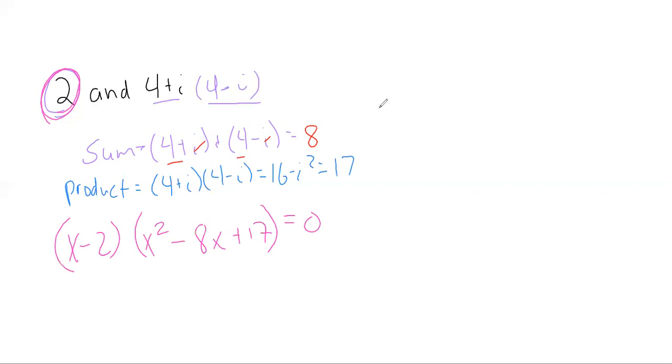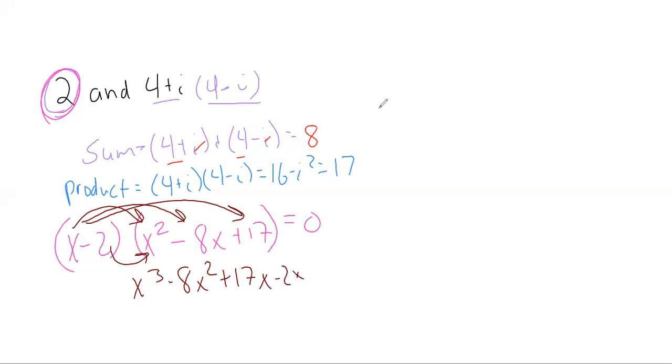is distribute. X cubed minus 8x squared plus 17x minus 2x squared plus 16x minus 34. Combine your like terms, nothing goes with that.